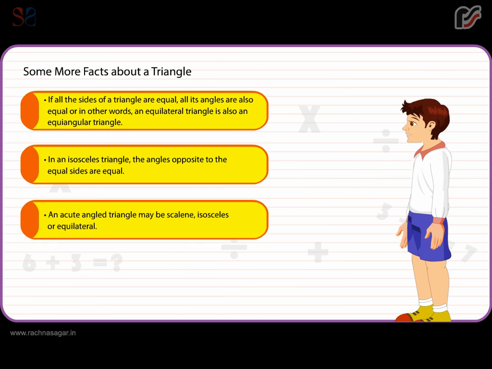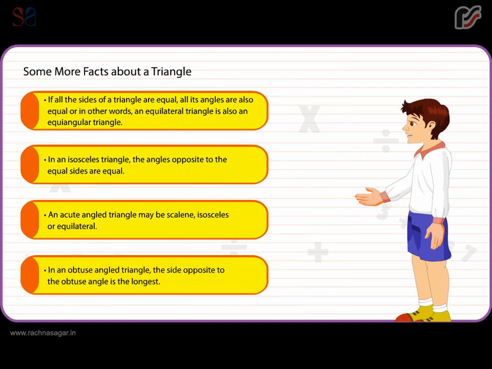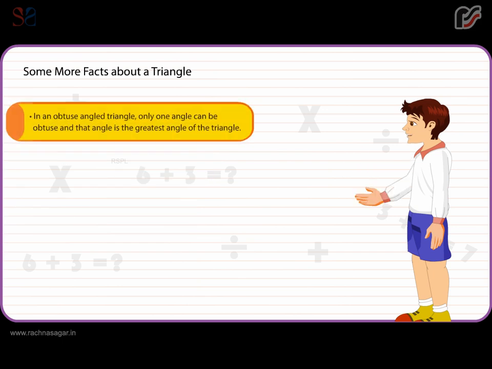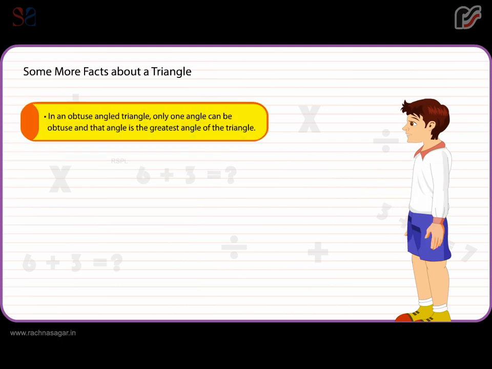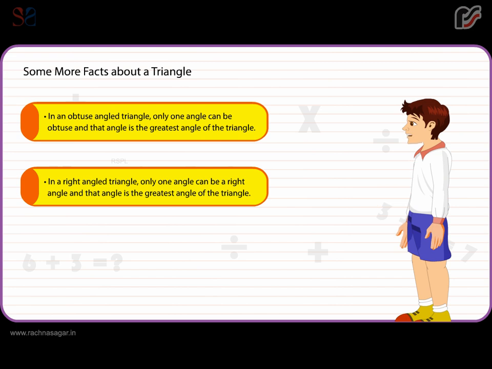An acute angled triangle may be scalene, isosceles or equilateral. In an obtuse angled triangle, the side opposite to the obtuse angle is the longest. In an obtuse angled triangle, only one angle can be obtuse and that angle is the greatest angle of the triangle. In a right angled triangle, only one angle can be a right angle and that angle is the greatest angle of the triangle.